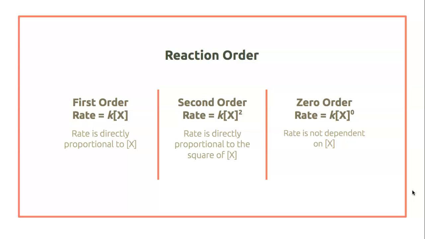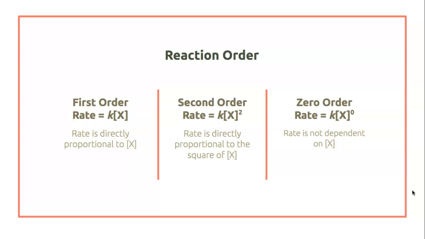We can also have a zero order rate, and that simply means that the rate is not dependent on the concentration of that particular reactant. If you think about it mathematically, it makes sense. Any number to the 0th power is going to be 1. So k times 1 is simply the rate constant, which means that the concentration of X doesn't affect the rate.